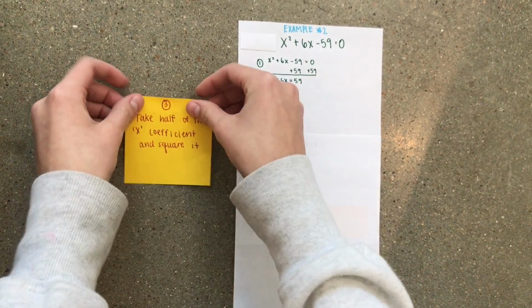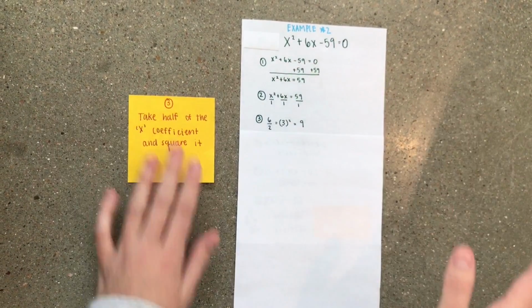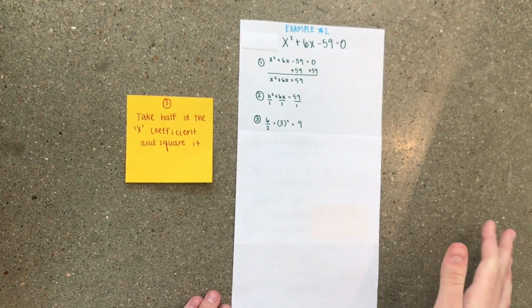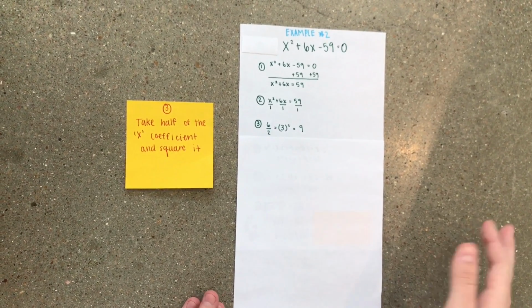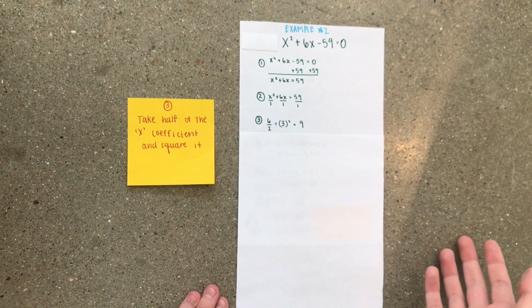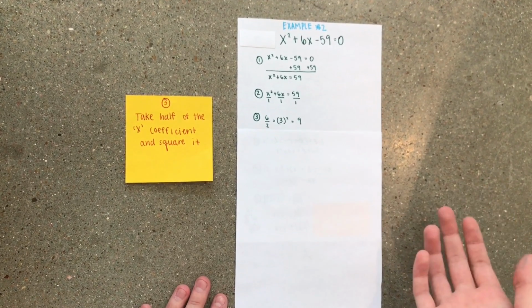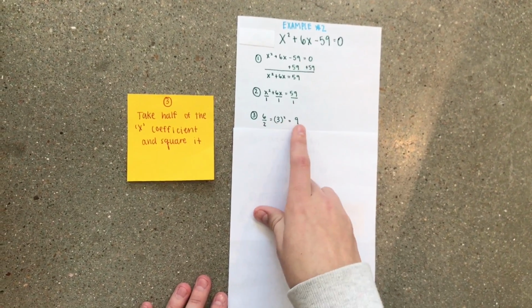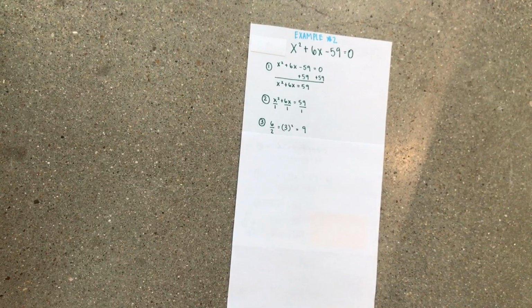So step 3 was the kind of complicated one. We're taking half of the x coefficient and then squaring it. The x coefficient here is 6, so we're taking half of 6, which is 3, squaring that, and we get 9.